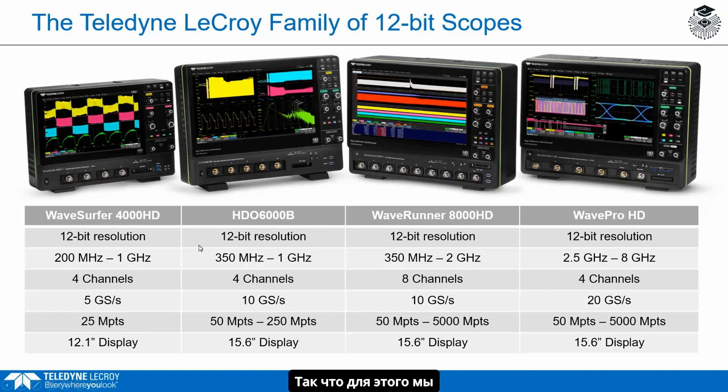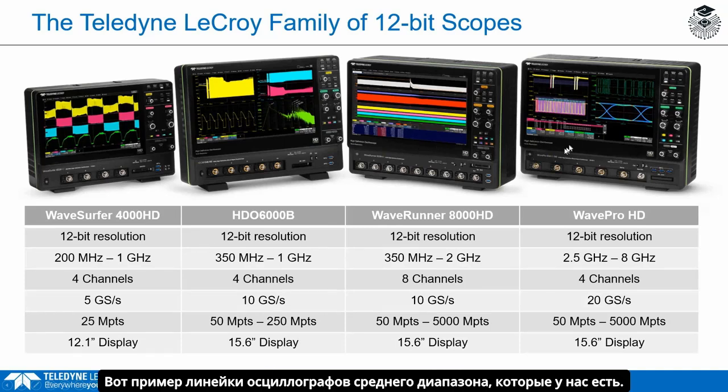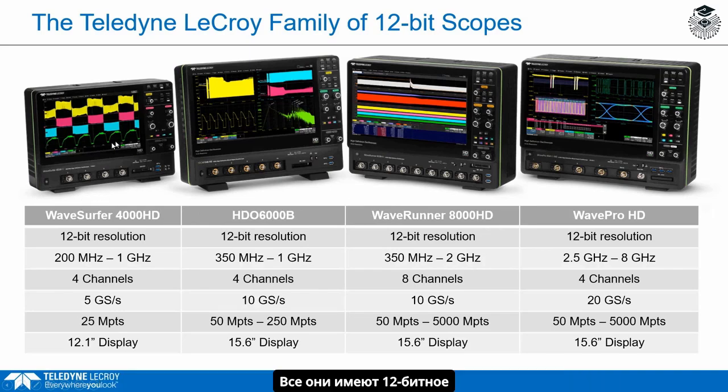So to do that, we're going to use one of our scopes. Here's an example of the mid-range family of scopes we have. These are all 12-bit vertical resolution, 12-bit all the time. Whenever you're looking at noise, generally you want to keep the noise small, but we're looking at smaller voltages, and so the higher resolution gives us higher dynamic range and a little bit lower noise floor in the measurement. And so 12-bit is really useful when we're looking at noise.